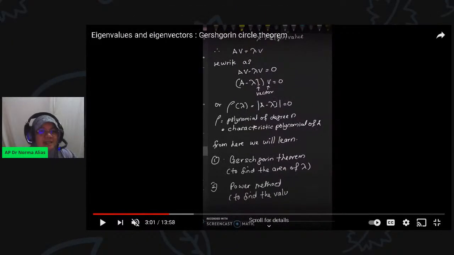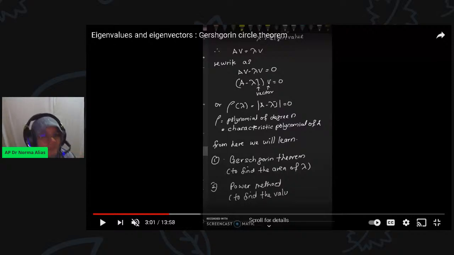So my question here: how many eigenvalues, how many lambda do you want to find? Since matrix A is 3 by 3, lambda is 3. How many lambda do you have? 3: lambda 1, lambda 2, lambda 3. Lambda maximum, lambda minimum, and the lambda between lambda 3 and lambda 1. So we have 3 lambda. How to find lambda?